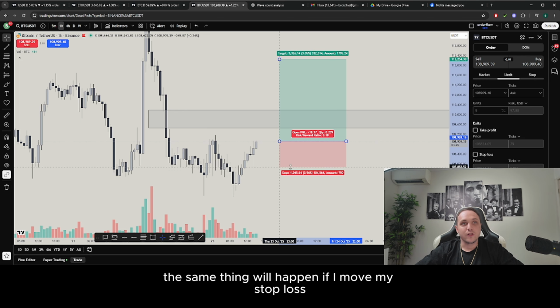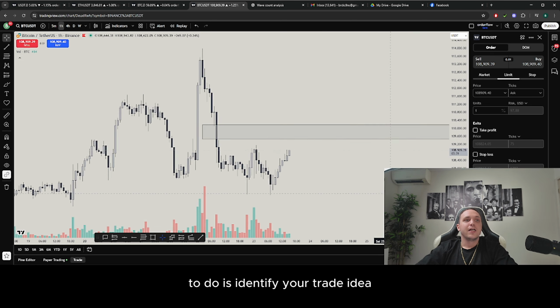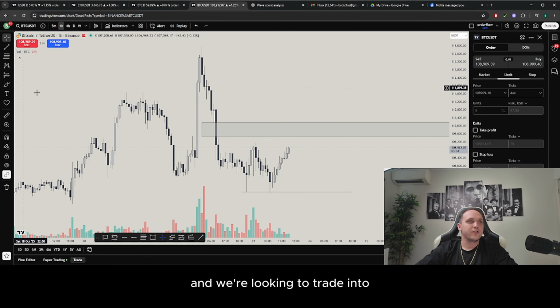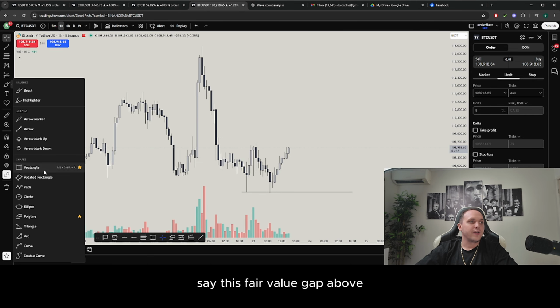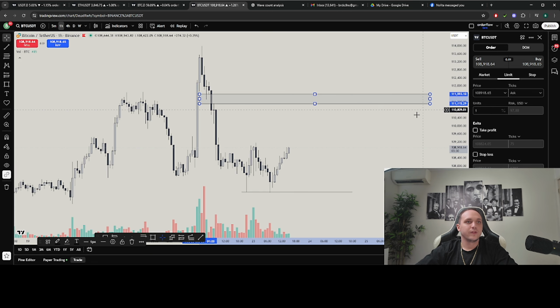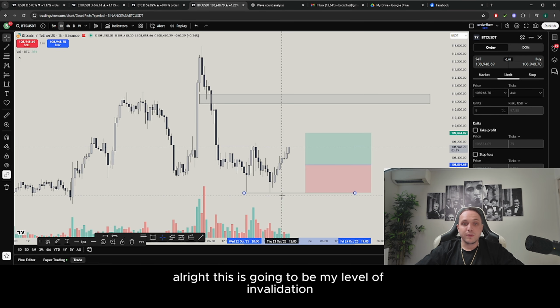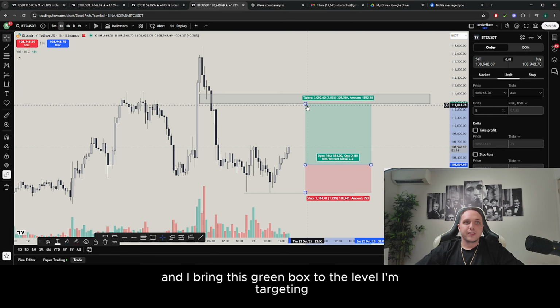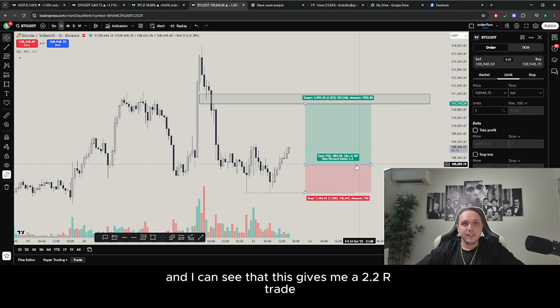Right, now the first thing you need to do is identify your trade idea. So if our trade idea is that Bitcoin has bottomed here, and we're looking to trade into, say, this fair value gap above, then I can look at this and say, okay, I need to find an entry. Say I want to get a pullback into here, and I pull my stop loss to these lows. Right, this is going to be my level of invalidation. Now I move this up, and I bring this green box to the level I'm targeting, and I can see that this gives me a 2.2 R trade.